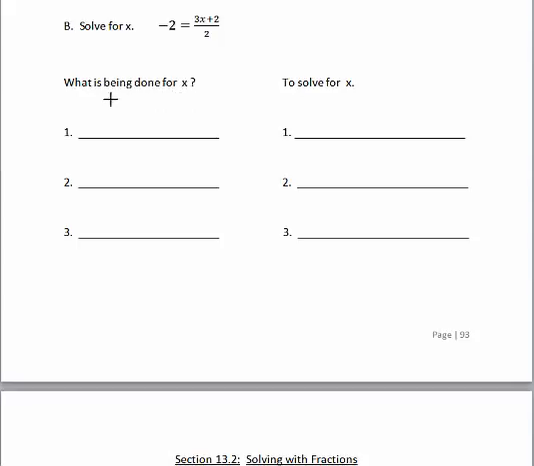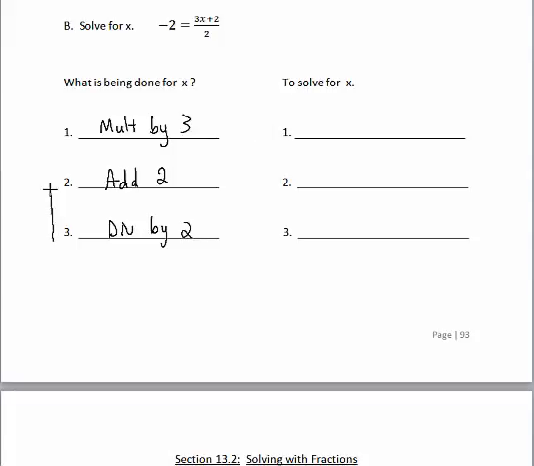So what's being done to x? Well, if we look on the top, large fraction bar, we work the top first, and so we say multiply by 3. Then on the top you would add 2, and finally we carry out the division of the large fraction bar, divide by 2.